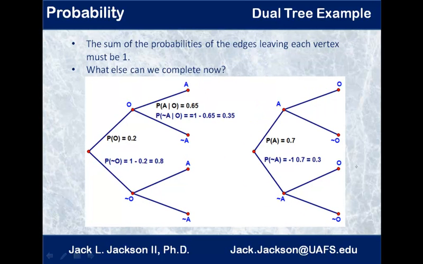Did you notice that you can use the sum rule, that the probabilities out of any particular vertex coming out of that have to sum up to 1. And so we can figure out the probability of outstanding is 0.2. That was given. We can figure out the probability that's not outstanding was 80% or 0.8. Similarly, we know the probability of A given O is 0.65. Probability of not A given O has to also add up to 1 with that, so that must be 1 minus 0.65 or 0.35. Similarly, in the second tree, we know the probability of A is 0.7, so the probability of not A is 1 minus 0.7, which is 0.3.